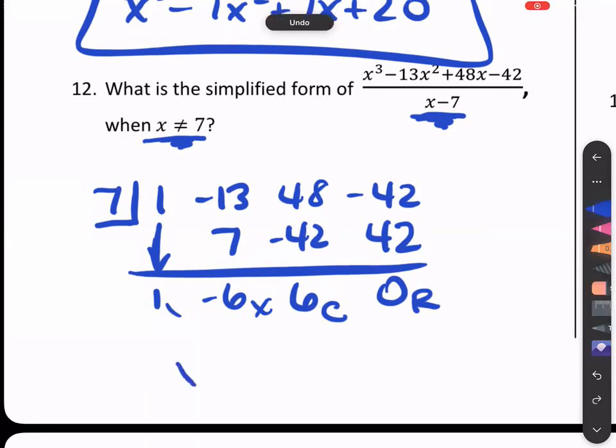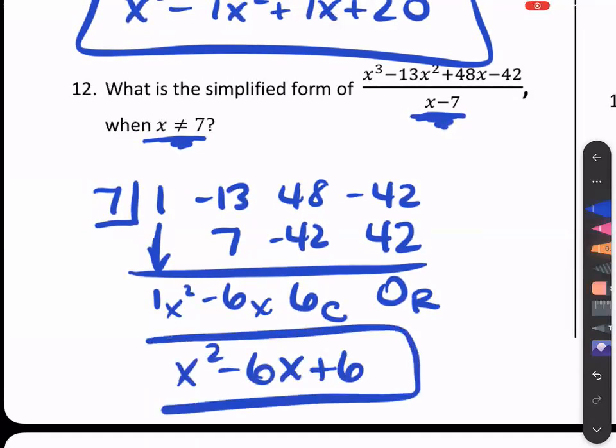My final answer here is just going to be x squared minus 6x plus 6. There is my final answer. I don't need to write my remainder because I don't have one. So that is our synthetic division. If you want to do it with long division, you can. I know a lot of you prefer to do it with synthetic, so that's why I wanted to show you the synthetic.